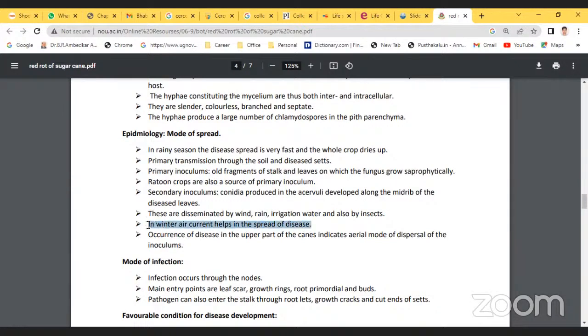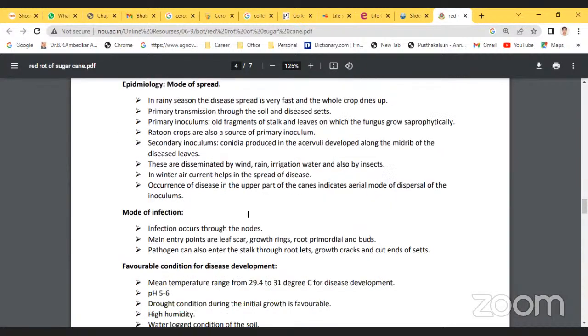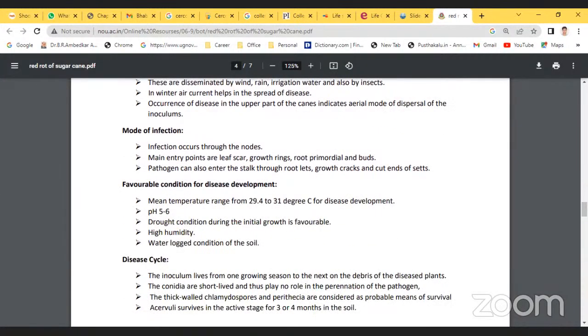And compared to the rainy season, in the winter also the disease spreads very rapidly. The occurrence of the disease in the upper part of canes indicates aerial mode of dispersal of the inoculum. So, mode of infection: infection occurs through the nodes.